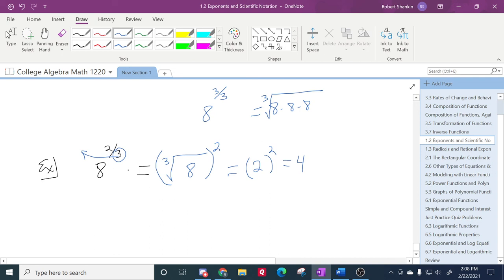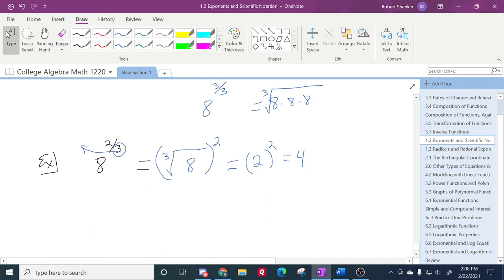Alright, so that's just a quick review of fractional exponents. And then one other thing I want to go over, another example. Let's go to green.